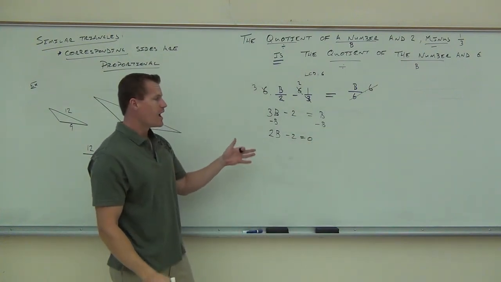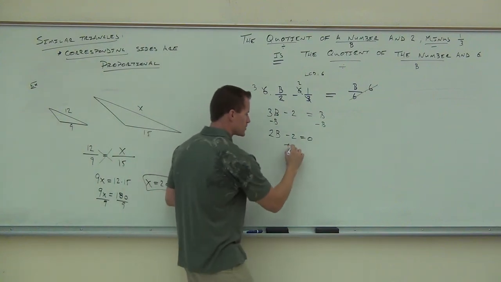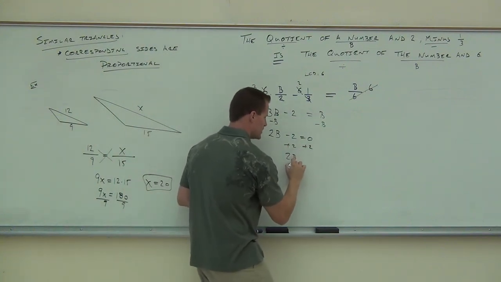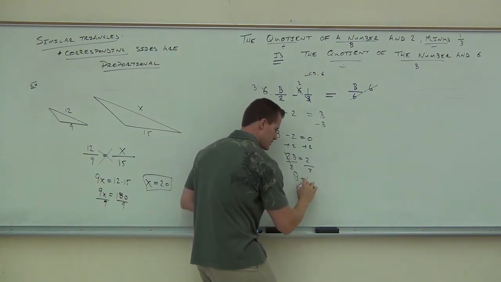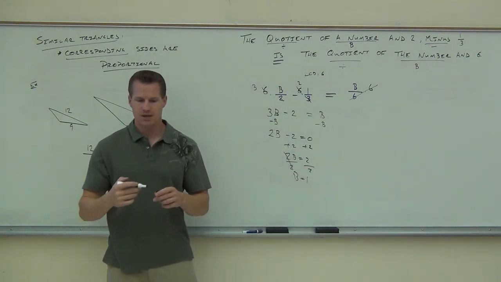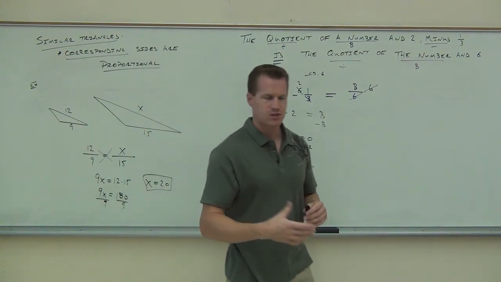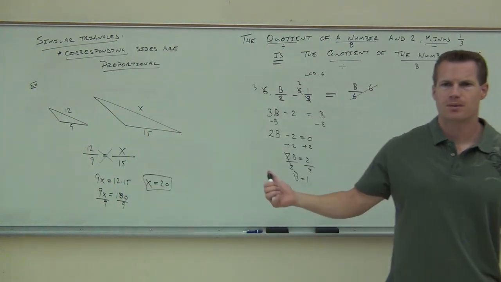Okay, so it equals 0, and then from there we'll just solve it. We'll add 2 to both sides. We'll get 2B equals 2. Divide by 2. B is 1. So just some basic solving after you set that thing up. Do you feel okay on a problem like this?